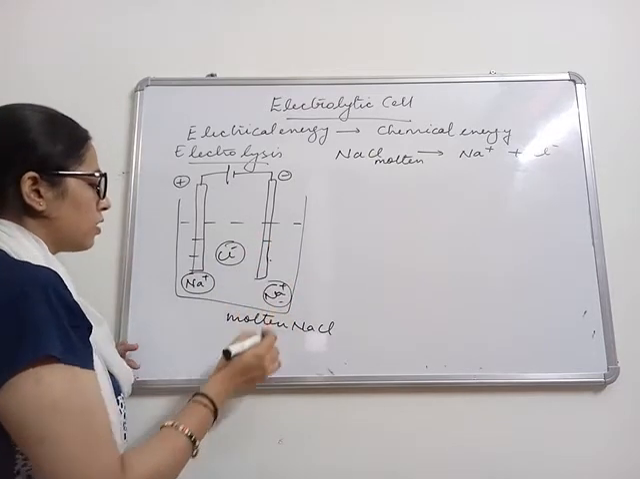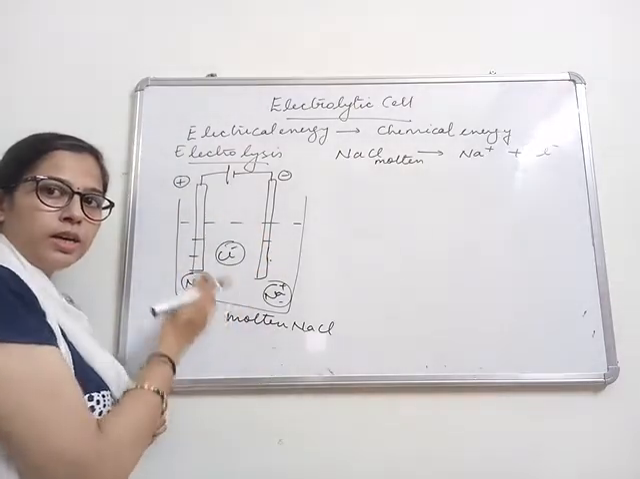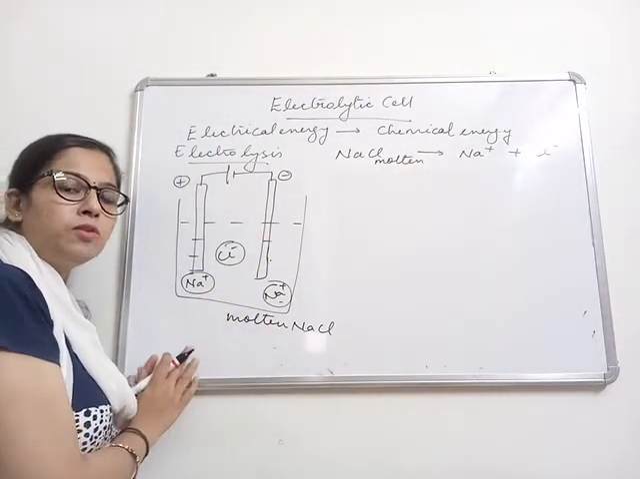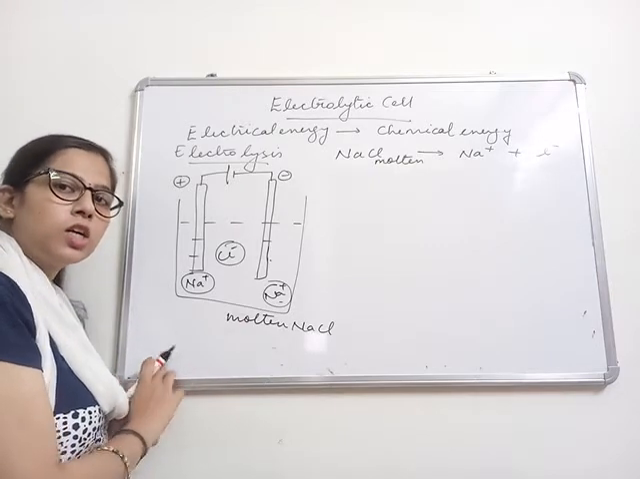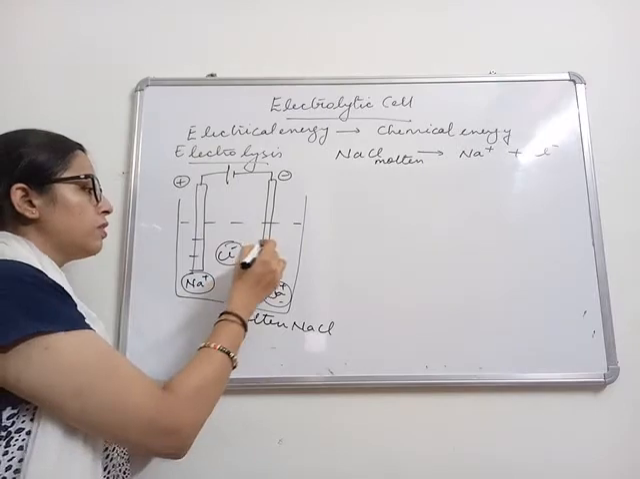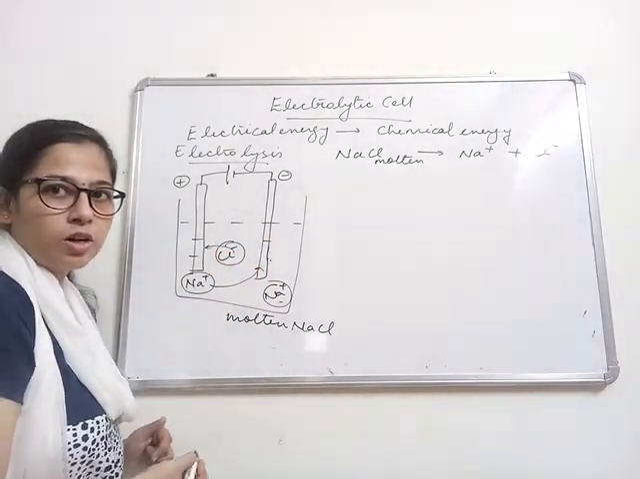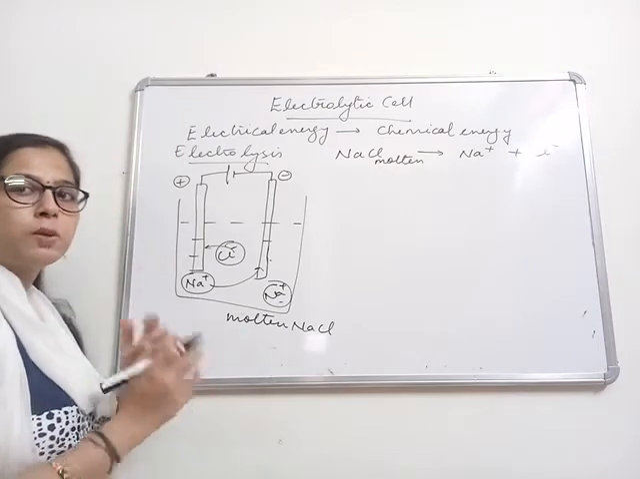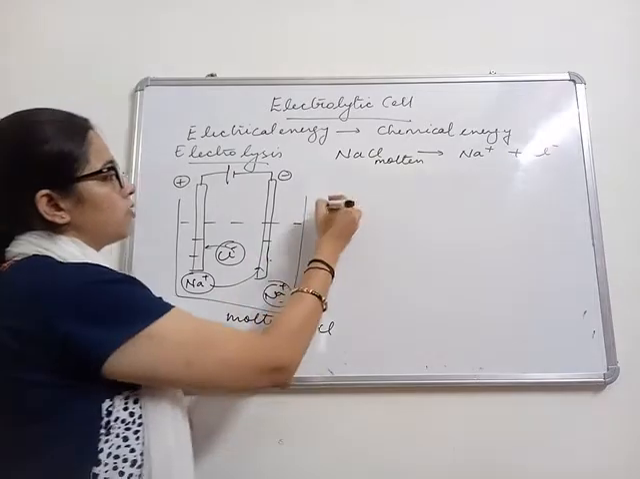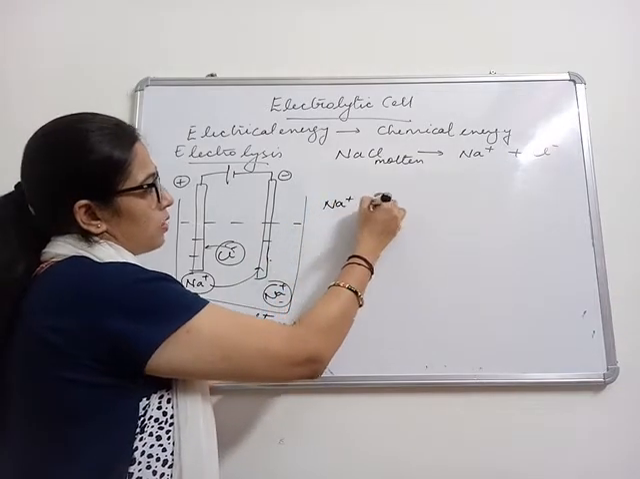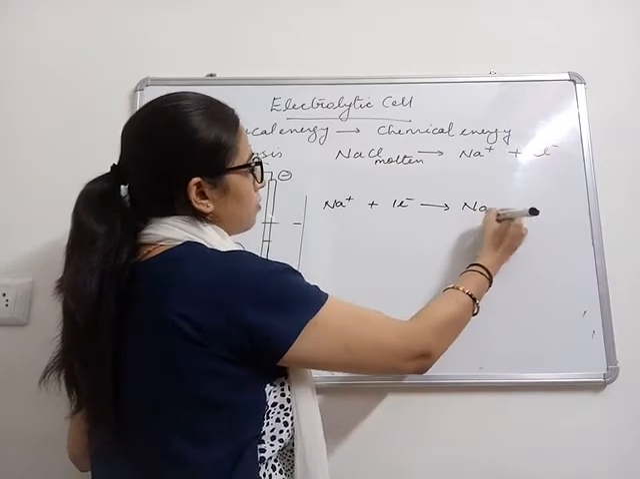So what happens is, once you switch on the current, the ions were already formed, and when you apply current the ions move. So the ion starts to move towards the opposite charge electrode. That is, the cation will move towards the negative charge electrode and the anion will move towards the positive charge electrode and undergo respective reaction to become neutral. So Na plus is going towards the negative electrode and it will gain an electron and convert into Na metal.